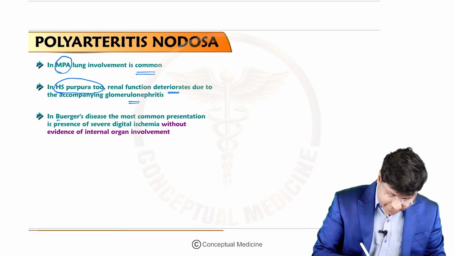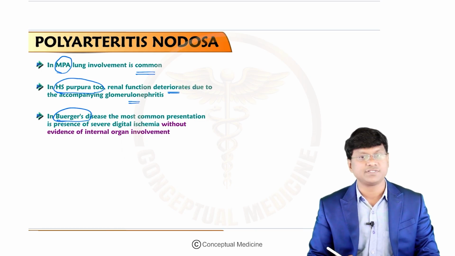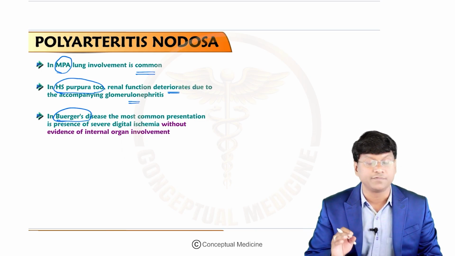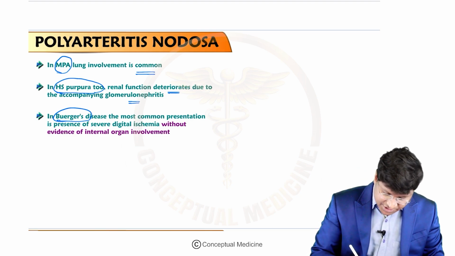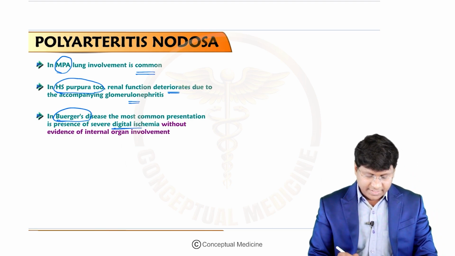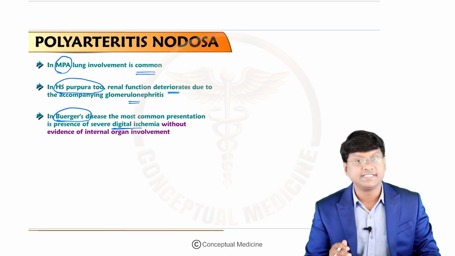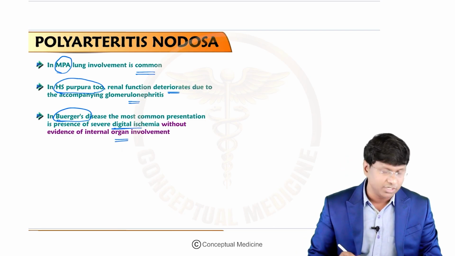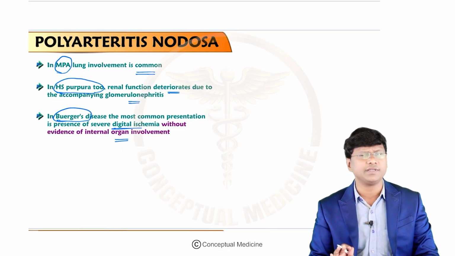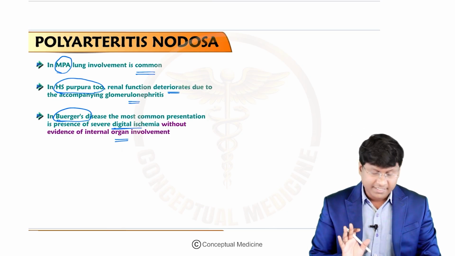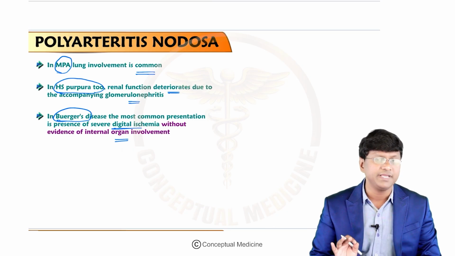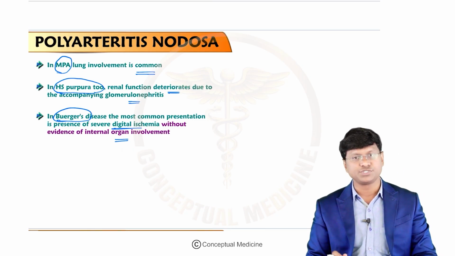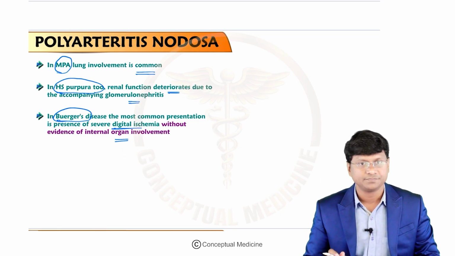In the case of Buerger's disease, which is also a medium vessel vasculitis, the most common presentation is severe digital ischemia without evidence of internal organ involvement. There is no internal organ involvement, but the most common presentation will be severe digital ischemia. That is not what you will observe in patients with polyarteritis nodosa.